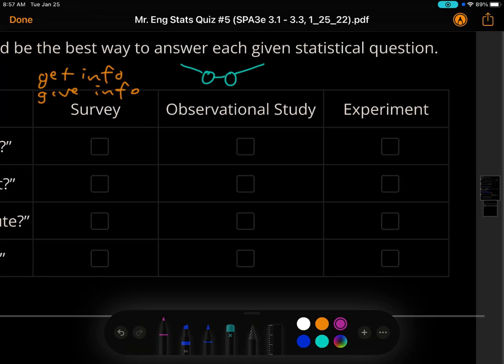In an experiment, you are the mad scientist. You have to do something. Some people get sugar before the test and some don't, right?